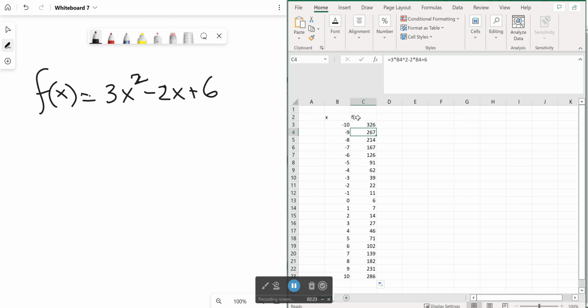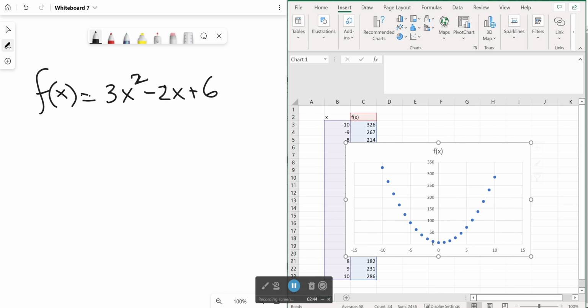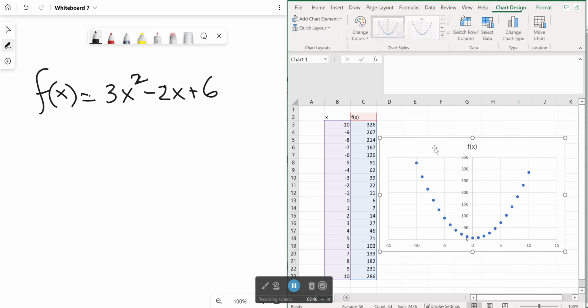Now, how do I get Excel to produce the graph? I highlight my table of values, inputs and outputs. Feel free to include the labels x and f of x. Then I go to insert. Under charts, I need the scatter option. And that's how I get Excel to produce a graph for me.